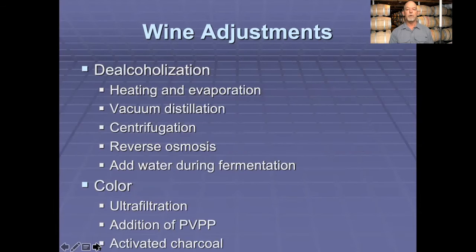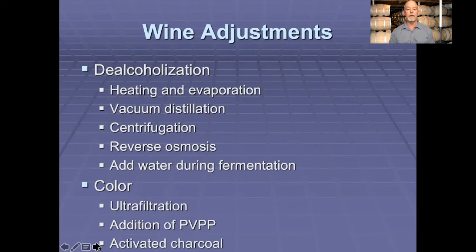You can reduce the alcohol in your wine. This is a common problem in areas that have very high temperatures because of the high sugar content. At the end of fermentation, you will have a high alcohol content, and high alcohol can be undesirable because it impacts the way the aromas and flavors are exhibited in the wine. One way to de-alcoholize the wine is by heating and evaporating the alcohol. Another is vacuum distillation, centrifugation, reverse osmosis, or simply adding a little bit of water during fermentation, although there are limits to how much water one can add.